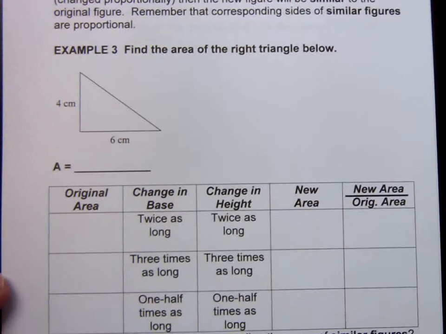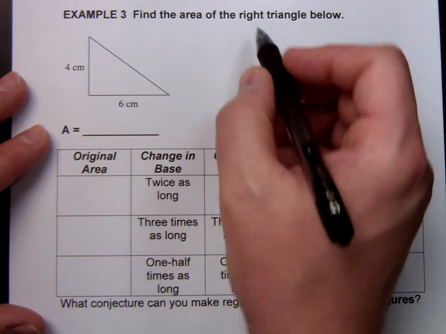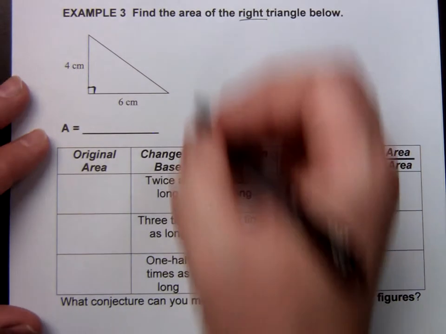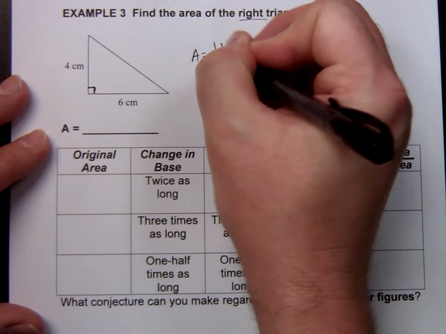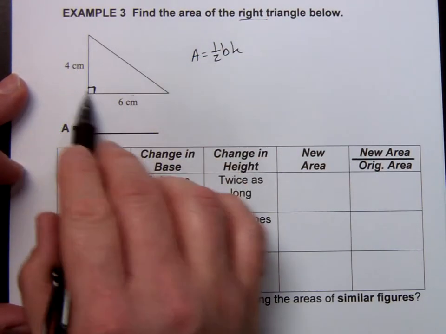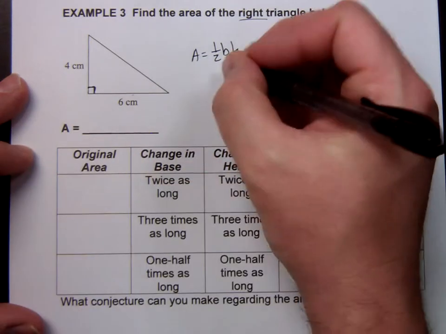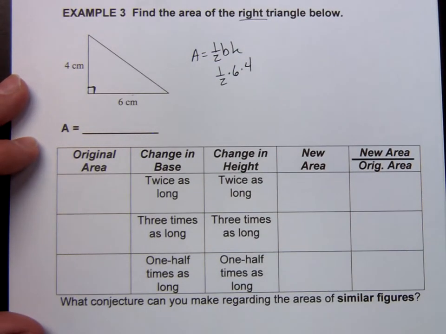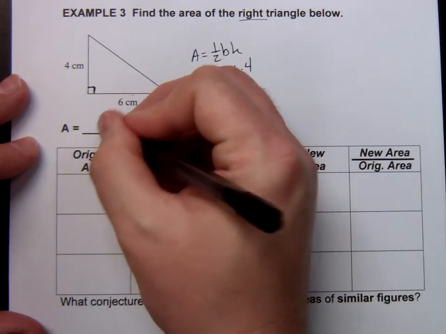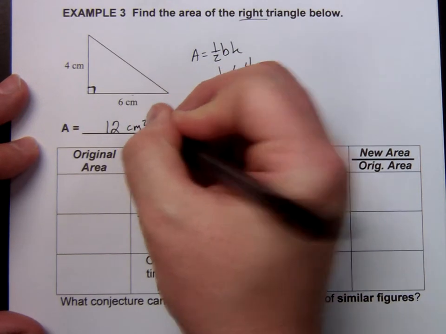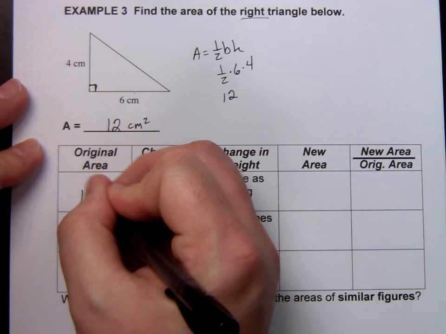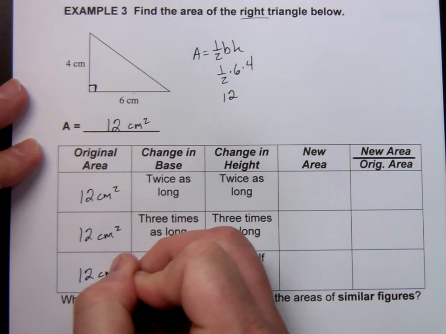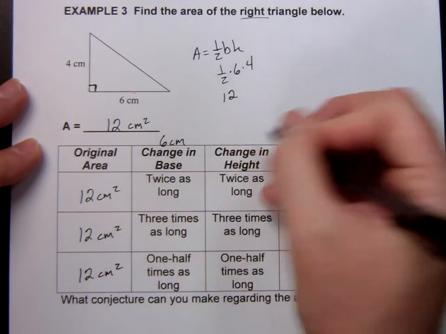All right, so example 3, we're dealing with a triangle. It says it's a right triangle, so this is going to be the right angle here. Area of a triangle is 1/2 times base times height. The base and height are always perpendicular, so where this right angle is, those are your base and height. So 1/2 times 6 times 4 is 12. So the area of this triangle is 12 centimeters squared. So that is our original area that we're using. That's our original triangle. The base was 6 centimeters and the height was 4 centimeters.